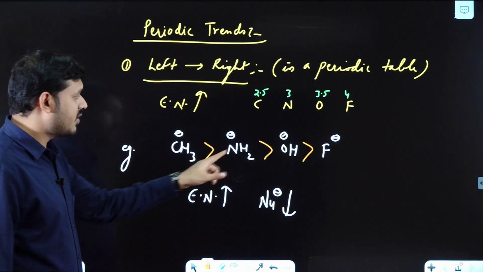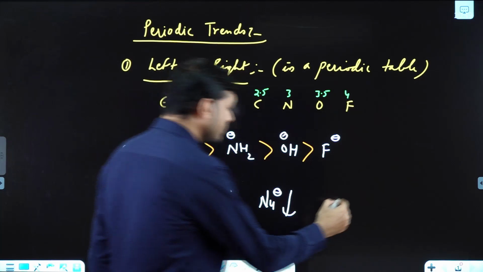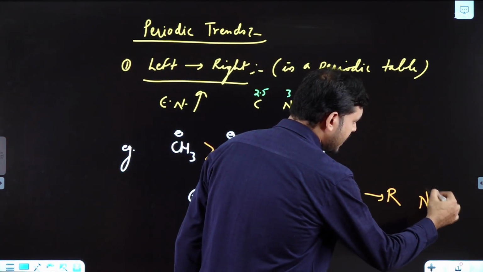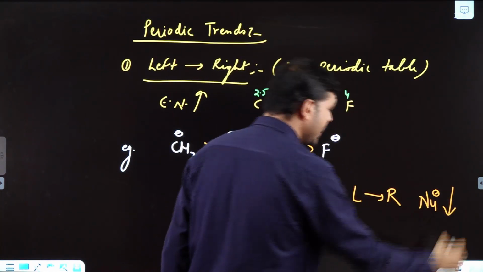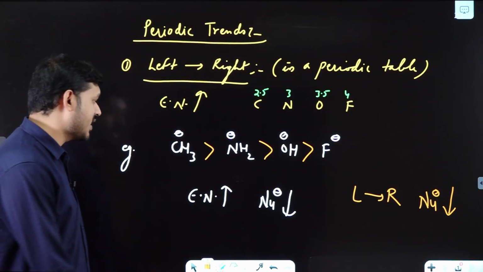So this is carbon, nitrogen, oxygen, fluorine. So on moving left to right, we can simply say nucleophilicity decreases. Why? Because electronegativity increases. I think clear to everyone.